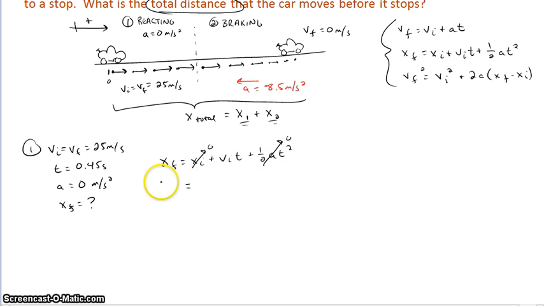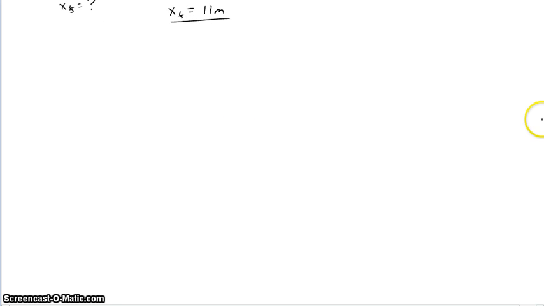So all I'm left with is my final distance equals my initial velocity, which is 25 meters per second, times how long I'm going that way, which is 0.45 seconds. So this is telling me that for phase 1, my displacement is, if you multiply that out, you'll find it's 11 meters. Is that my answer? No. It's part of my answer. I got to get this x2 as well. So let's get a little more screen space for that.